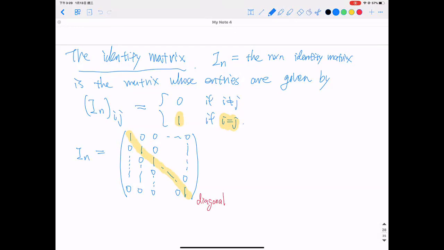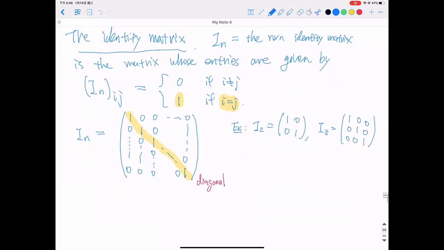Okay, so for example, I2 is the 2 by 2 identity matrix, this one. I3 is the 3 by 3 identity matrix, that is this one.